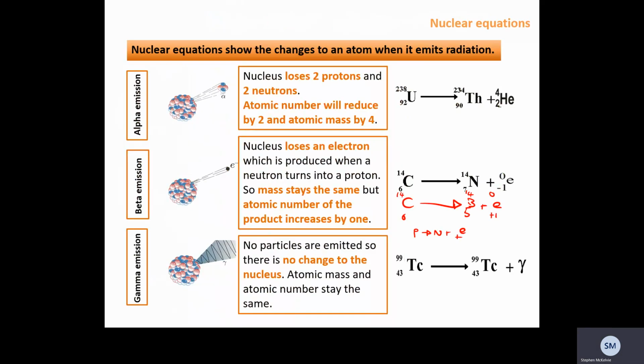And then gamma radiation: there's no particles emitted, so there is no change to the nucleus. The atomic mass and the atomic number stay the same. So this is, I believe, technetium. Technetium will stay technetium, but it will release gamma radiation.